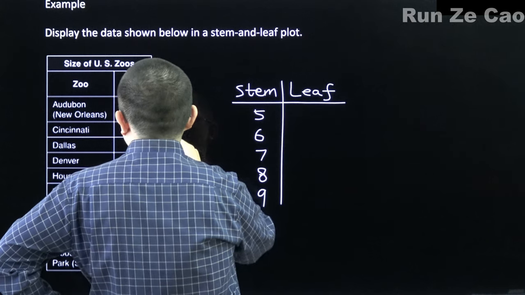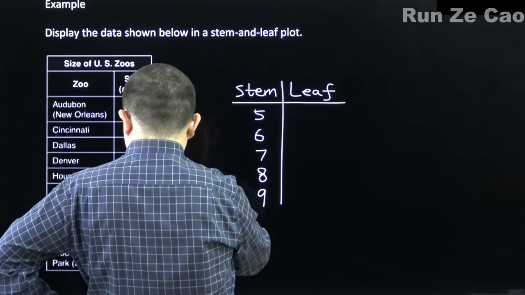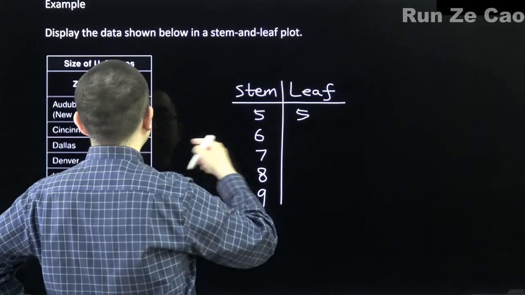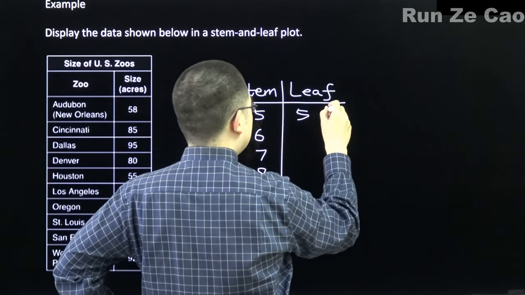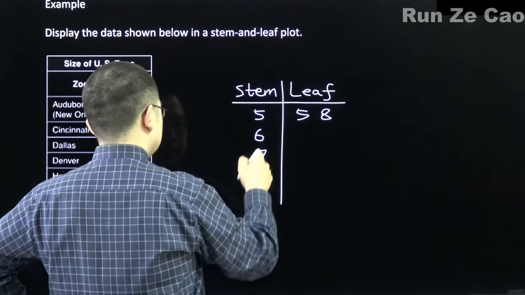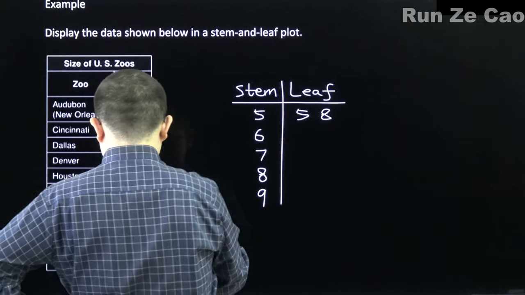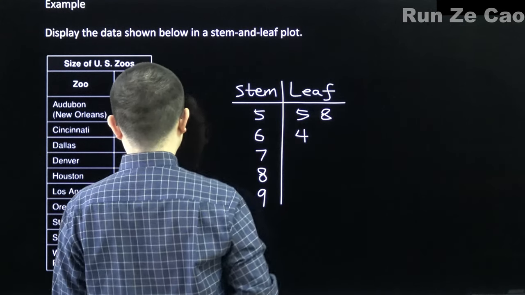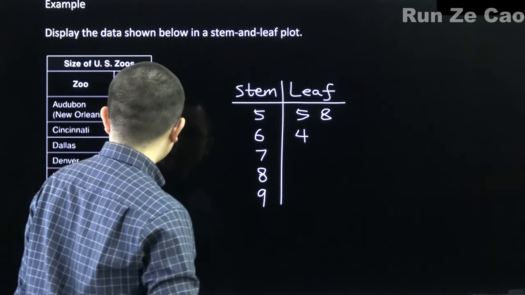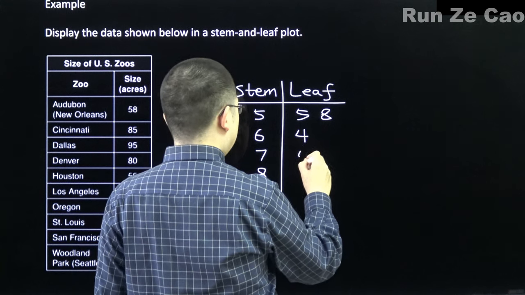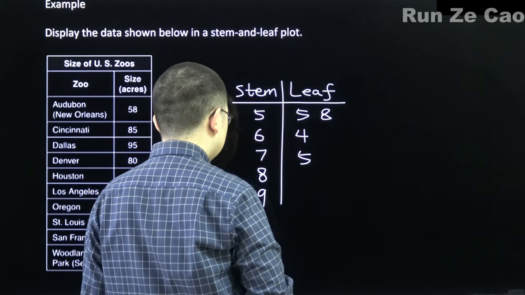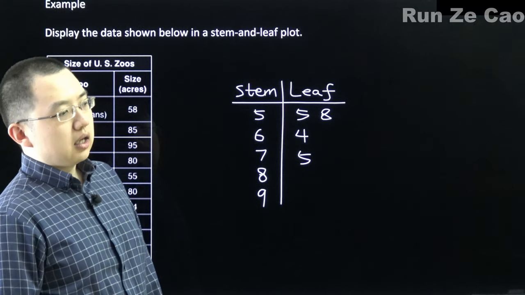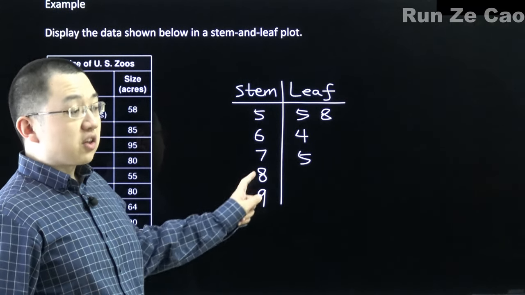And your leaves, well, for the fifties, you have a 55, 50, 5, and you have a 50, 8. For 60s, you have a 64. For the 70s, you have a 70 and then a 5. Yes, I know this sounds exactly as obnoxious as you think. But there is a benefit to this.